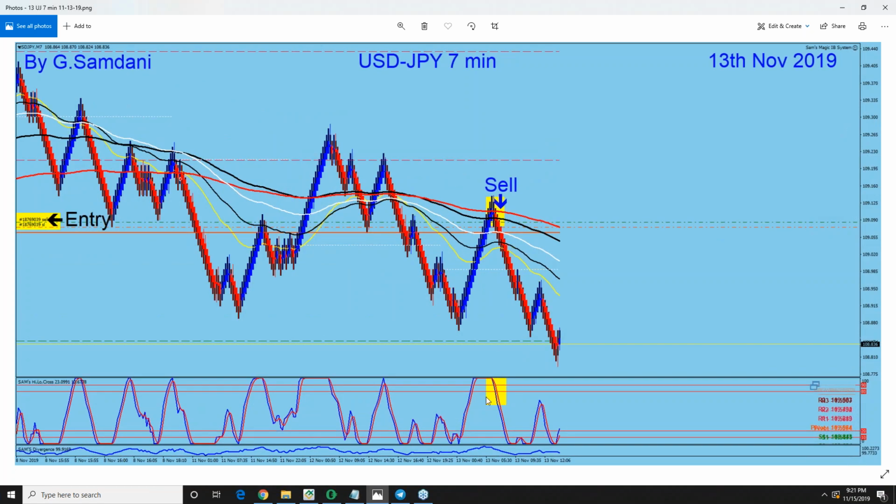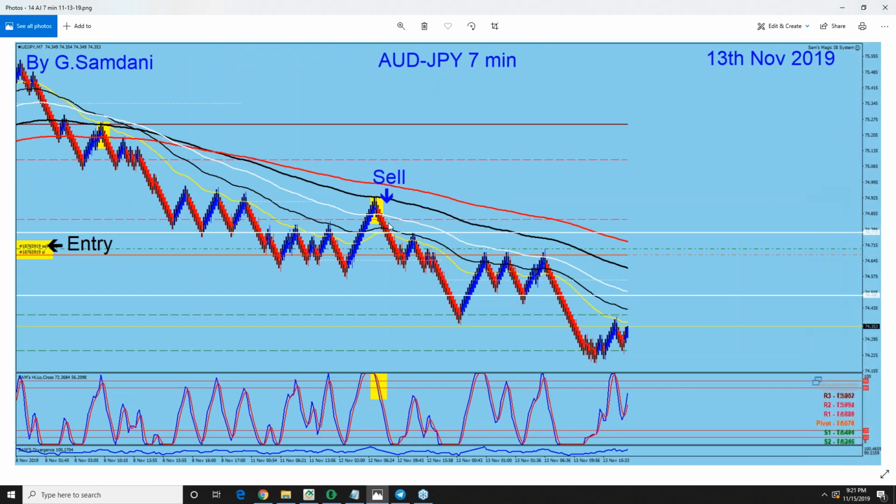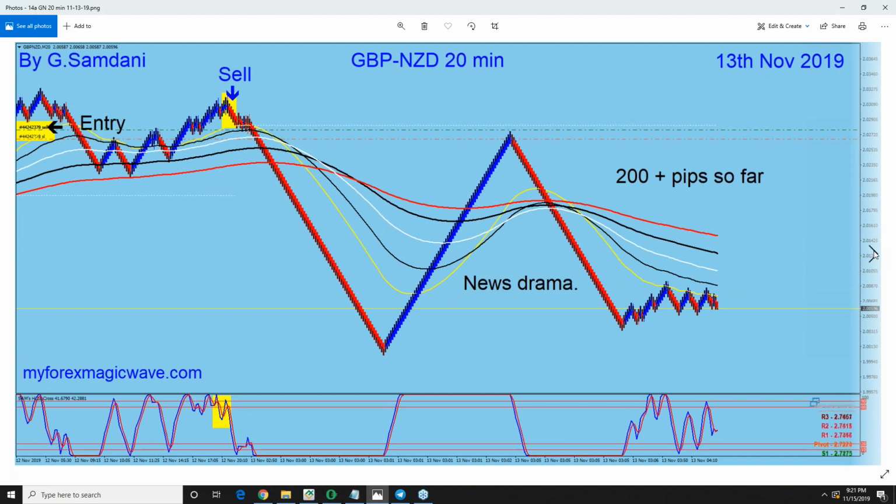Here again, same kind of setup. This, what is it? USD yen, sell. Was sell here, sell here. So many entries this system gives you. Aussie yen, again sell. What else? Okay, so this is one of those news events. I made an entry here thinking it was going to go down, and then the news came out, and this is what the news did. 200 pips. This is a monster pound news move.